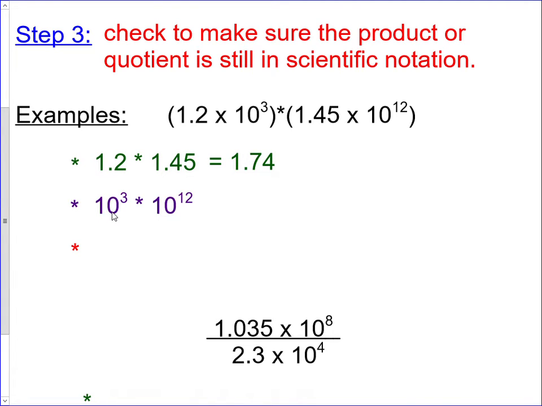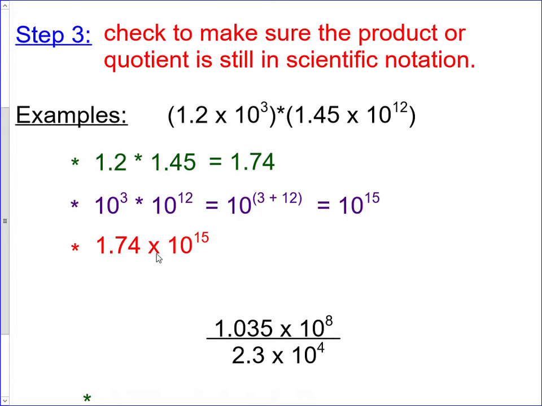We know the rule for multiplying powers that have the same base: you just add their exponents. So this would be 10 to the 3 plus 12 power, which is equal to 10 to the 15th power. And now it's just a matter of writing it back in scientific notation. So we're going to have 1.74 times 10 to the 15th power.